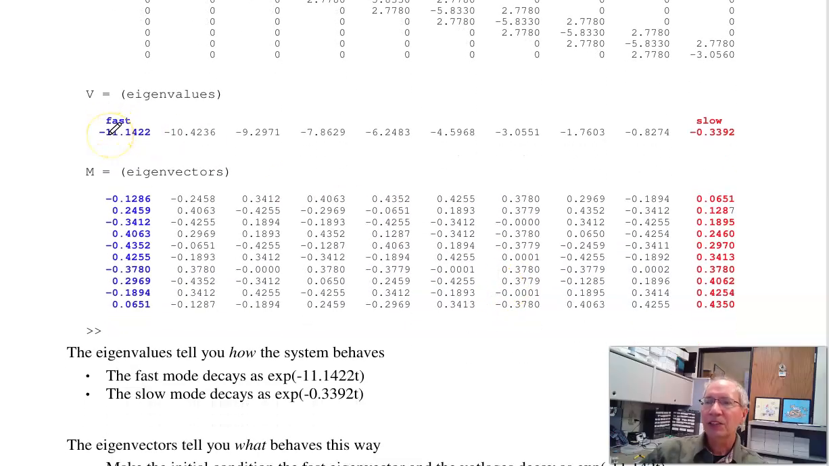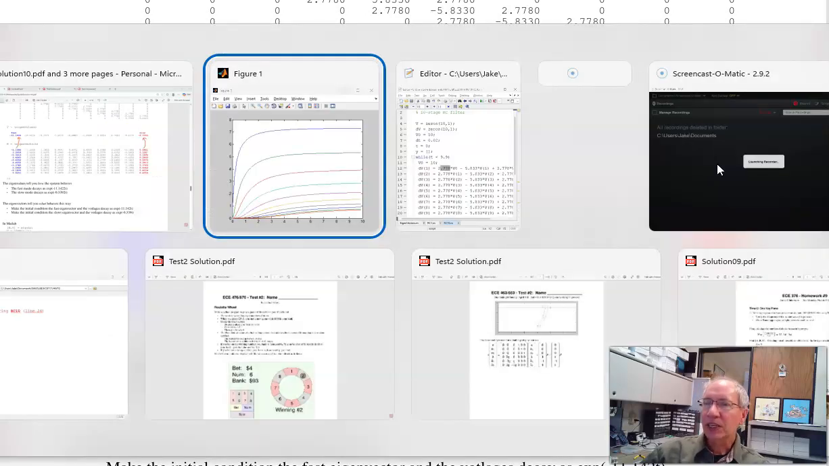Now the eigenvalues tell you how it behaves. Something decays as e to the minus 11t, something decays as e to the minus 0.33t. The eigenvectors tell you what behaves that way. This eigenvector behaves as e to the minus 11t. This eigenvector decays as e to the minus 0.33t. So if I make this my initial condition, minus plus minus plus, it'll go away quickly. Make that my initial condition, it'll go away slowly. So let's try that.